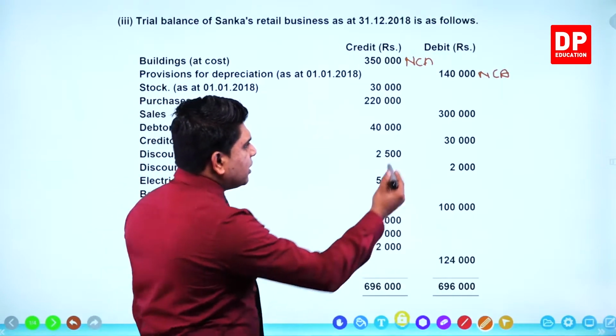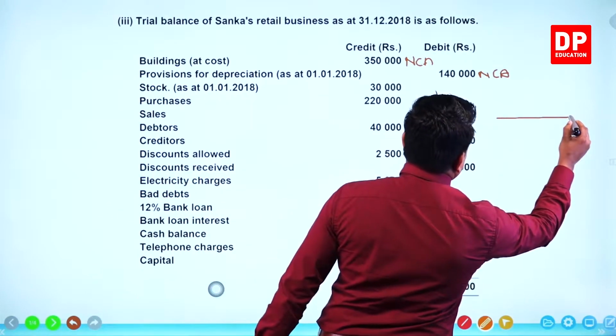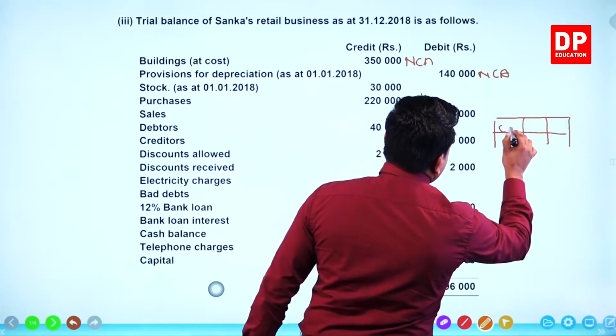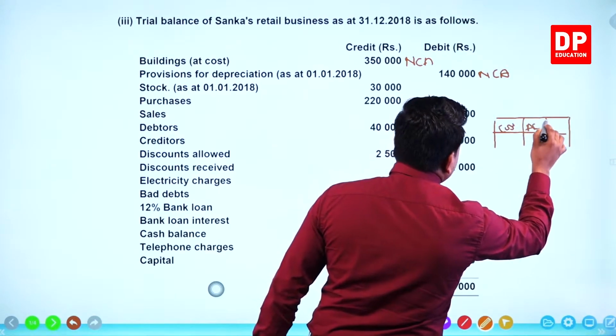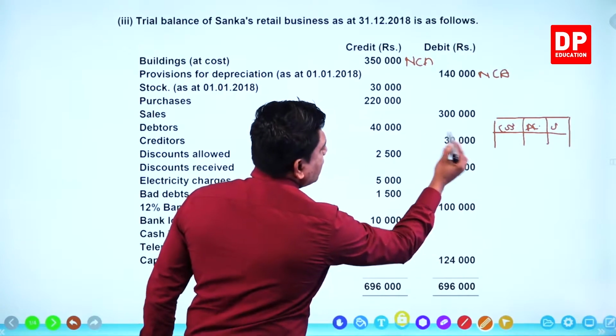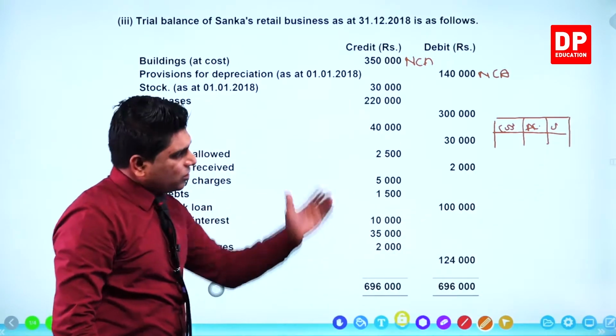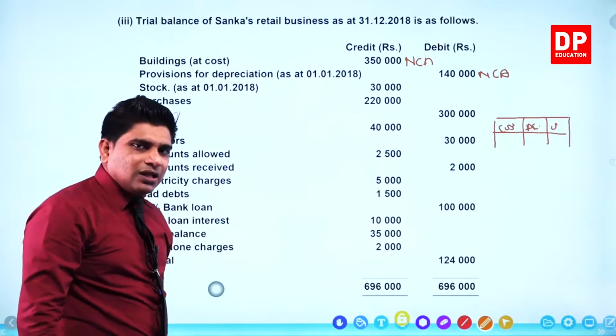If you want, I can draw a small table. You remember, it comes like this: cost, accumulated depreciation, net book value. After that, we write non-current assets, cost, accumulated depreciation, net book value. So finally it comes under the non-current assets.